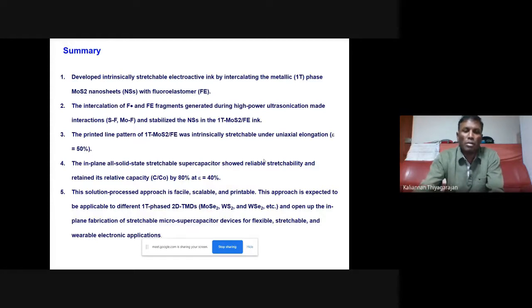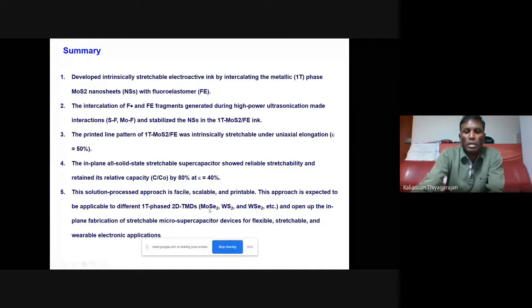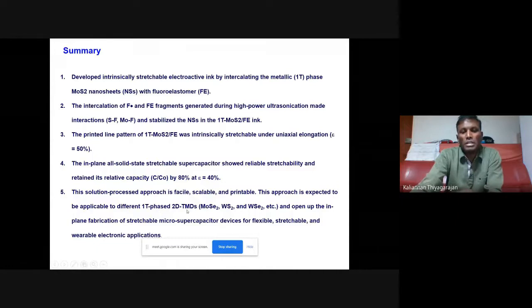Actually, I developed three electrodes, three materials. I used MoS2 and also WS2. Once you achieve this 1T phase material, this methodology is a generalized method, so you can utilize it for all these kinds of TMD materials. So it is possible.